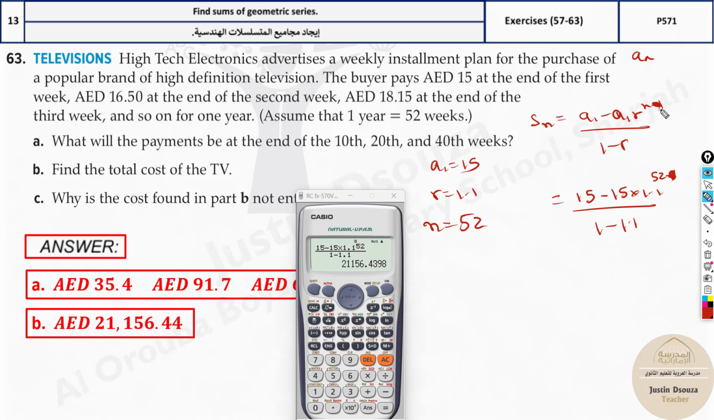Please be careful with the formulas. Understand them well. An is A1, Rn minus 1, but the summation doesn't have n minus 1 over here.